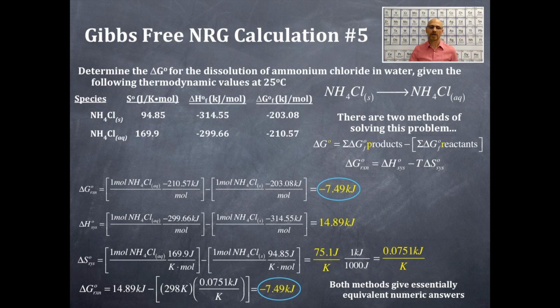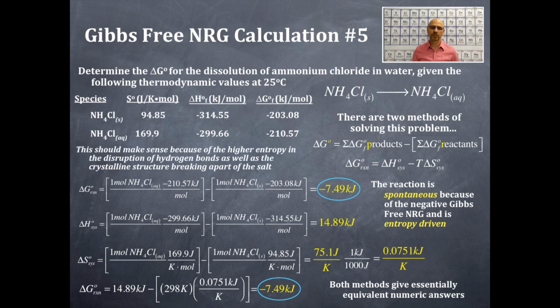Again, the enthalpy term of delta H is positive and endothermic, that's reactant favored. And the entropy term is more disordered because it's positive, and that's product favored. Comparing those two, the Gibbs free energy is negative and product favored, and therefore spontaneous. And what else is product favored? It is the entropy term. So this reaction is spontaneous and driven by entropy. Because the entropy is positive, it's becoming more disordered, which counters the enthalpy term, which is reactant favored and endothermic. This should make sense because of the higher entropy in the disruption of the hydrogen bonds as well as the crystalline structure of the ionic compound when breaking up that salt.